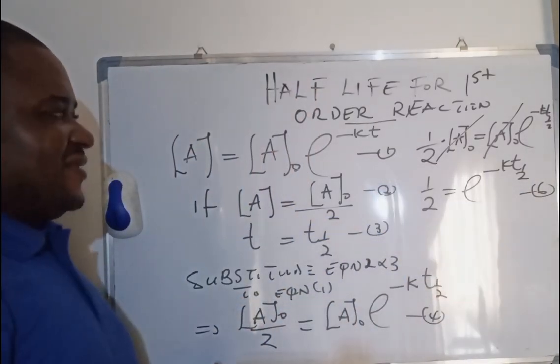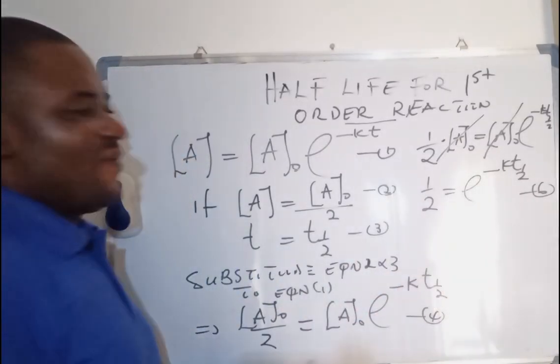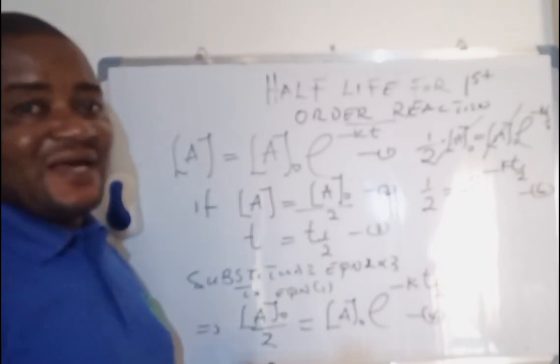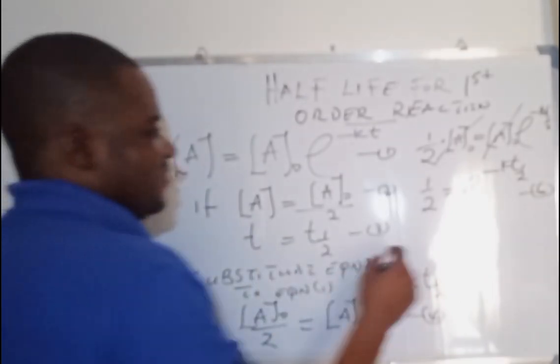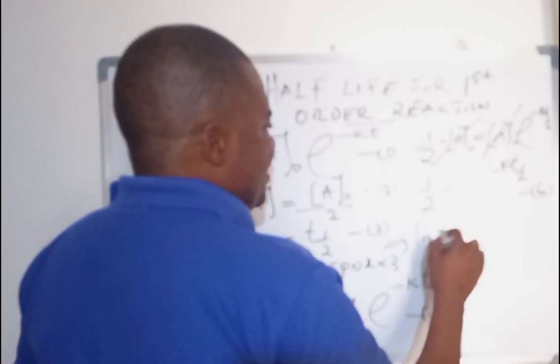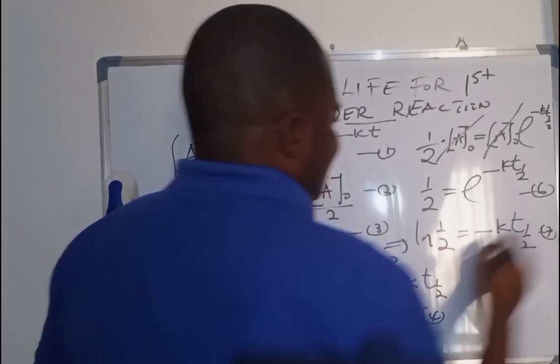And now with this, we'll be forced to remove this exponential sign. When we remove this sign, we introduce a natural logarithm to the left hand side. So it implies that we have the ln of a half is equal to minus k t half. This is equation 7.